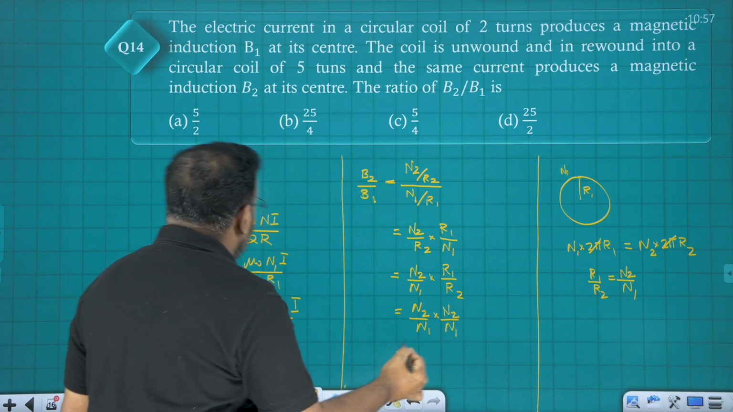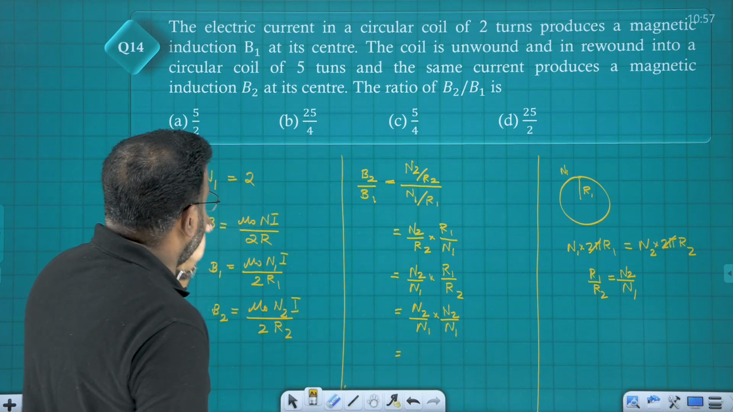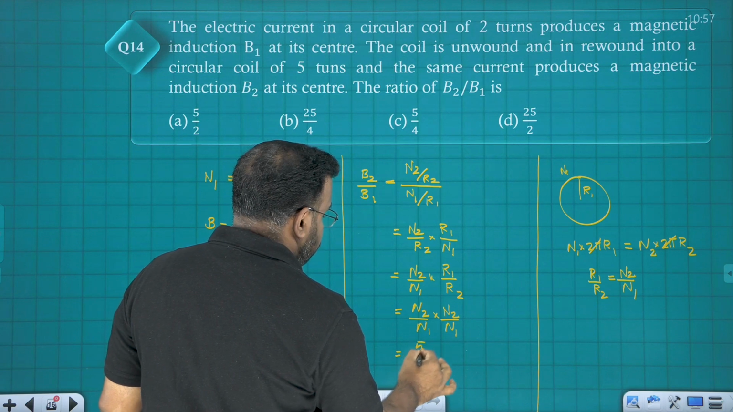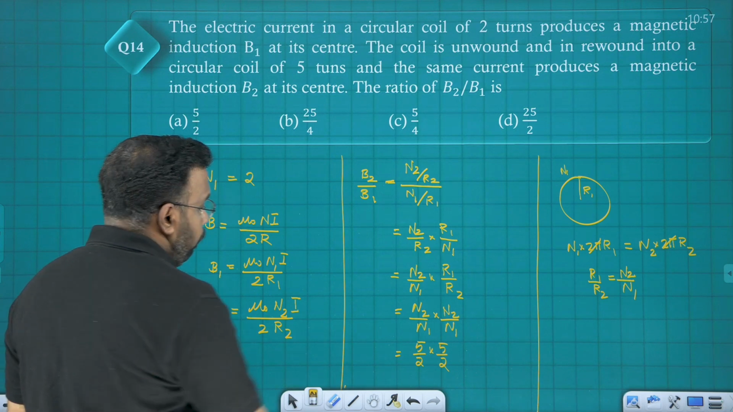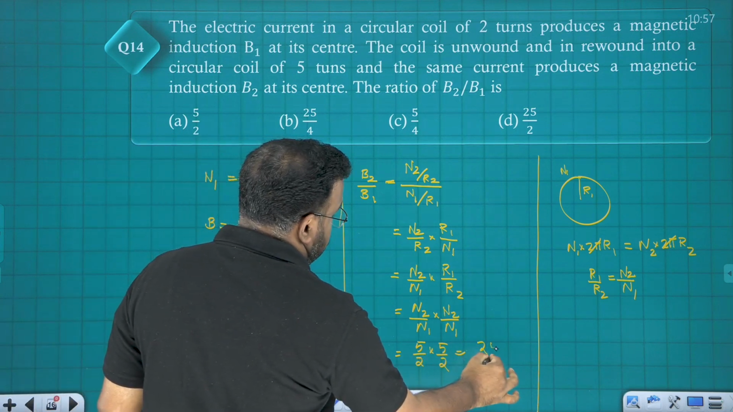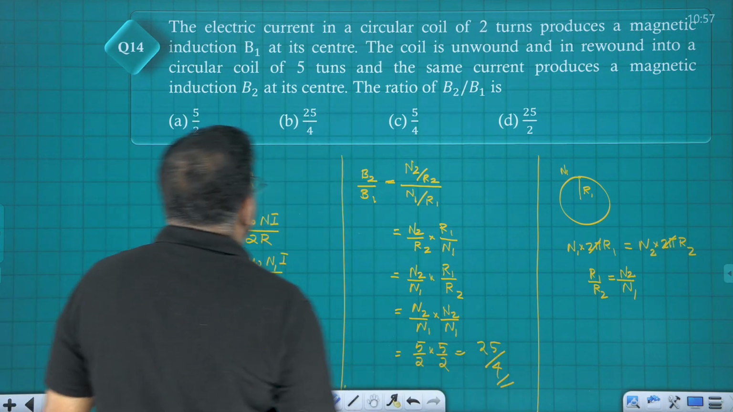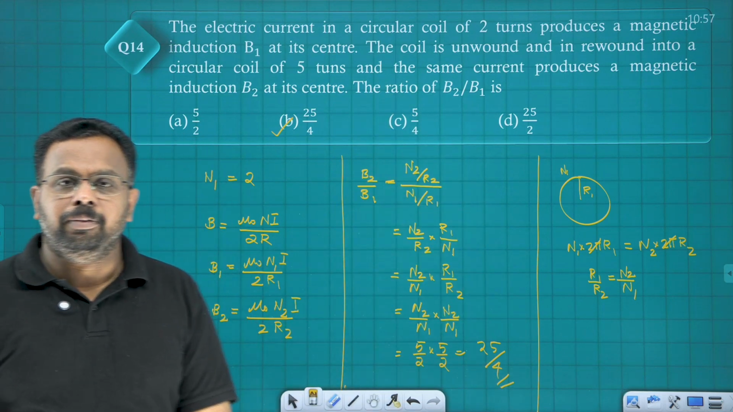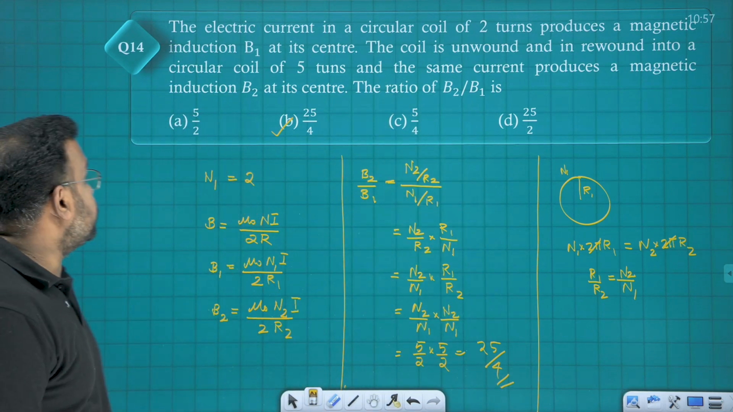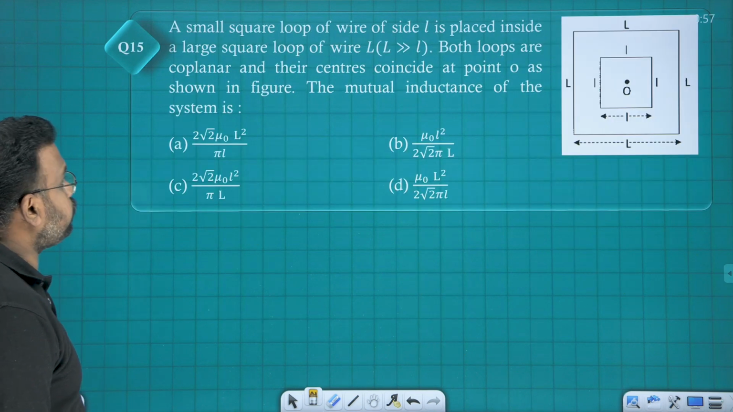We got the answer. Now tell me what is N1? N1 is 2 and N2 is equal to 5. So 5 by 2 into 5 by 2, 25 by 4. That's it. We got the answer: 25 by 4. That is option B. Option B is the right answer for this. Clear? Yes. Next, question number 15.